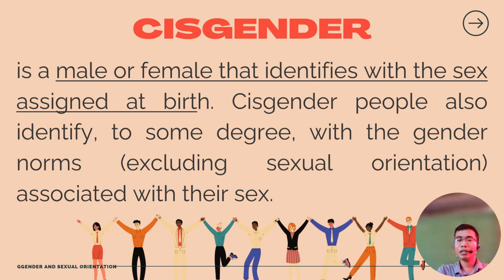These are the different gender identities. Cisgender: a male or female who identifies with the sex assigned at birth. Cisgender people also identify to some degree with the gender norms, excluding sexual orientation, associated with their sex. You are cisgender if your gender identity is the same as your assigned sex at birth. If your assigned sex at birth is male and you identify yourself as male, then you are cisgender. If you are female and identify yourself as female in terms of gender identity, you are also cisgender.